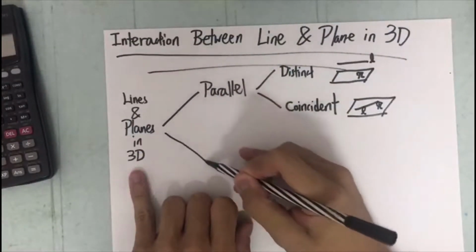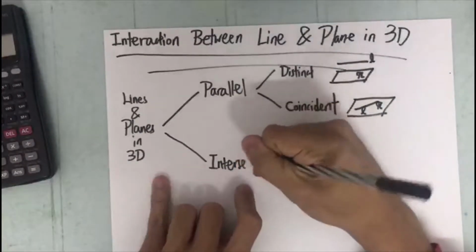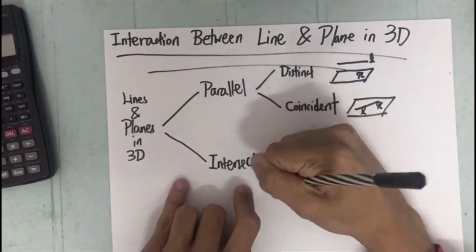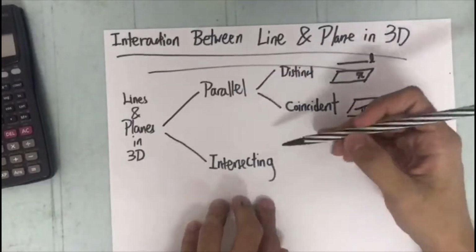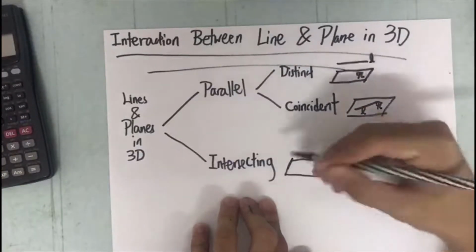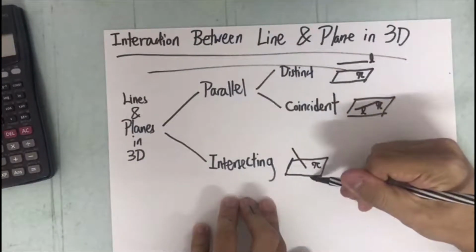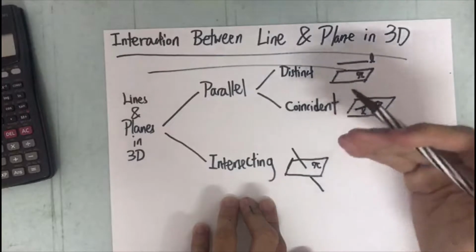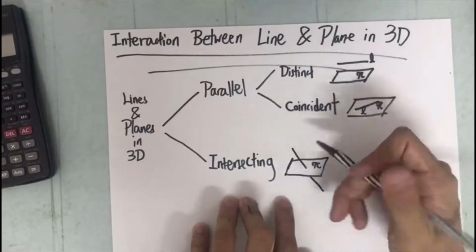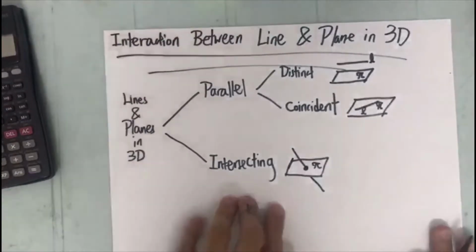And the third case, they can be intersecting, which means not parallel, because a line and a plane that are not parallel, they must intersect each other. Let me draw this plane again. Pi, and this is the line. A line and a plane, if they intersect, they must intersect at a point. Okay.